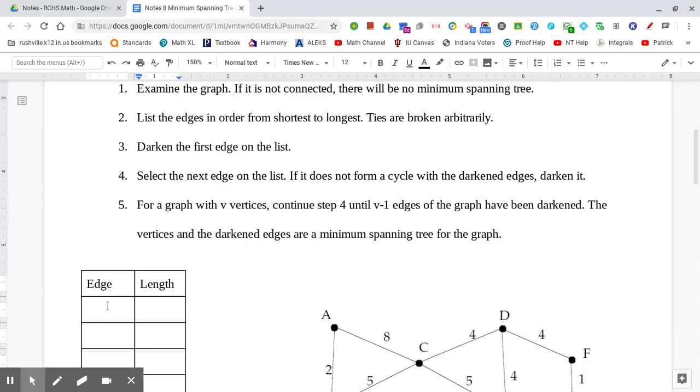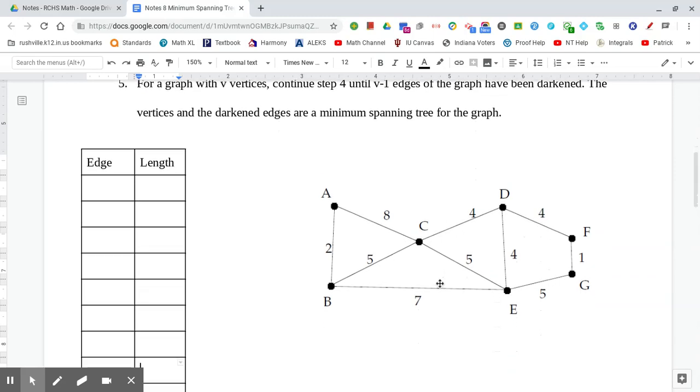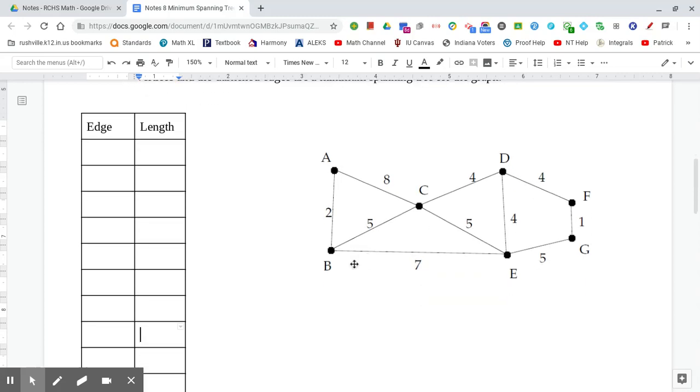Then you're going to go through your table and darken the first edge on the list, and then go to the next edge and darken it. And then on the third one is where you're going to have to start paying attention. If I darken this edge, will it create a cycle? If the answer is no, darken it. If the answer is yes, skip that edge and go to the next one. And you're going to repeat that process until you have one less edge darkened than the number of vertices that there are in the graph.